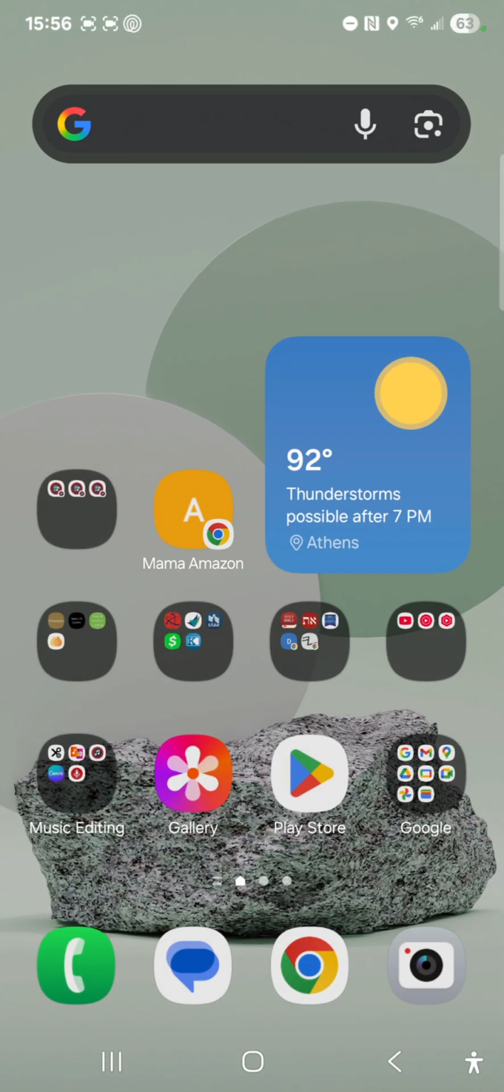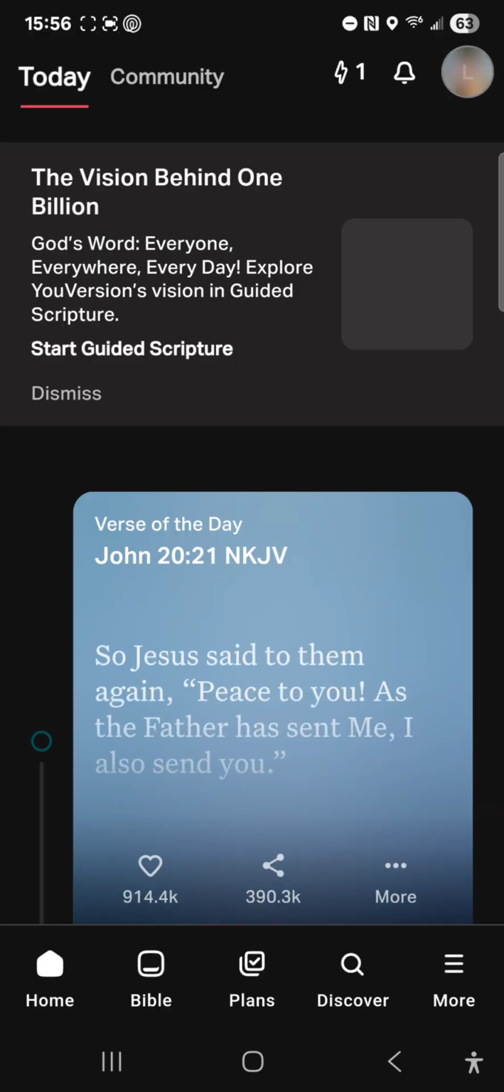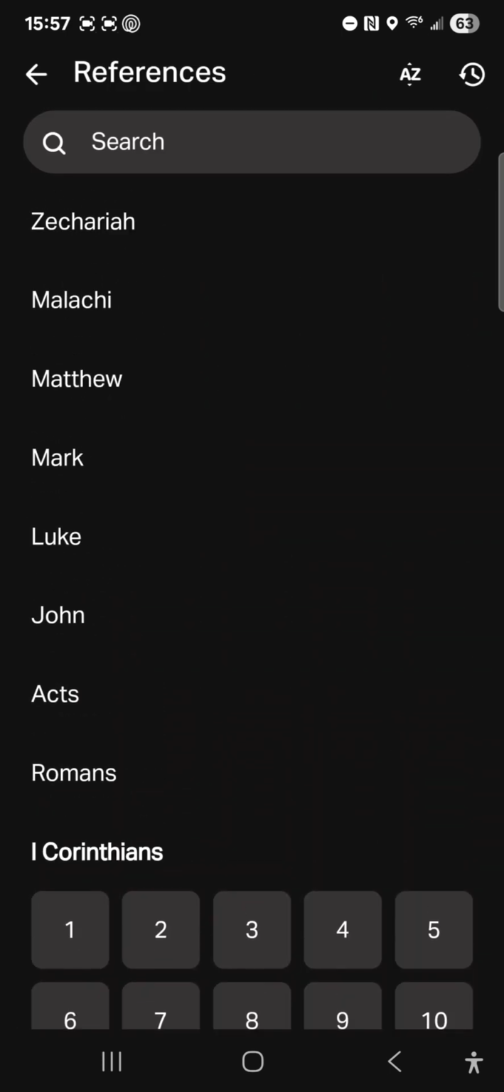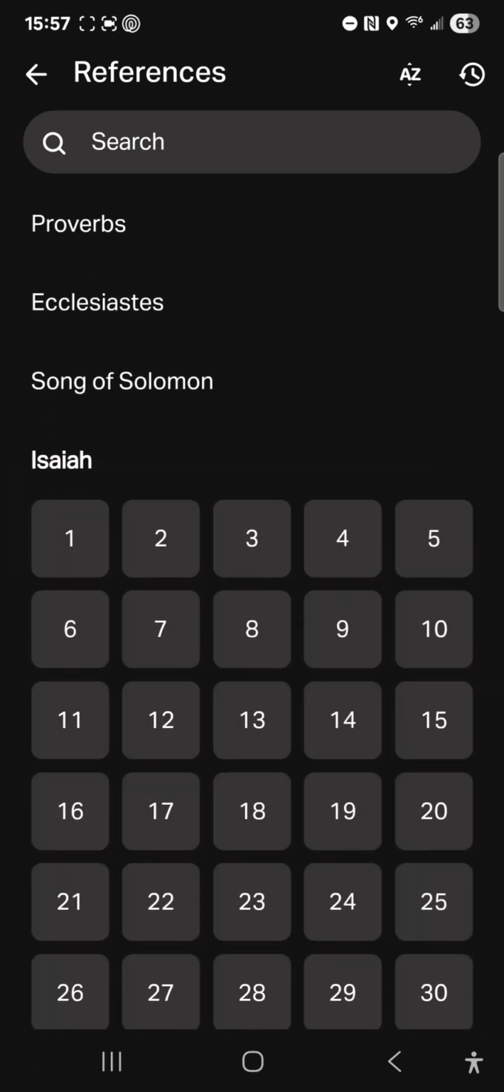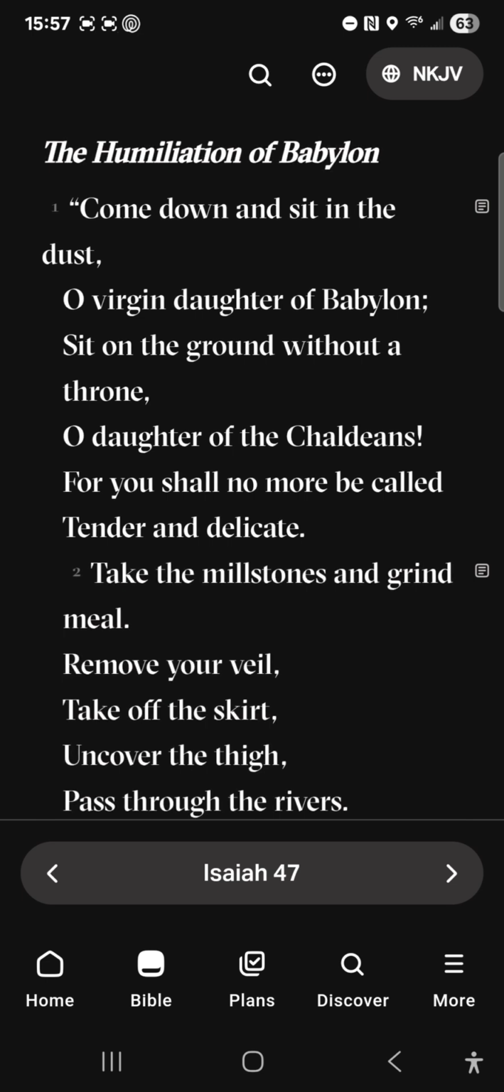Now, what I find interesting, I'm going to go into the YouVersion Bible right here. It always takes a while to open up. So I'm going to go to Isaiah 47, which is where we saw pharmakeia used in the Septuagint. Let's see, 47, but I'm going to start in verse 1 because I want you to see what it says. Come down and sit in the dust, O virgin daughter of Babylon. Sit on the ground without a throne, O daughter of the Chaldeans.